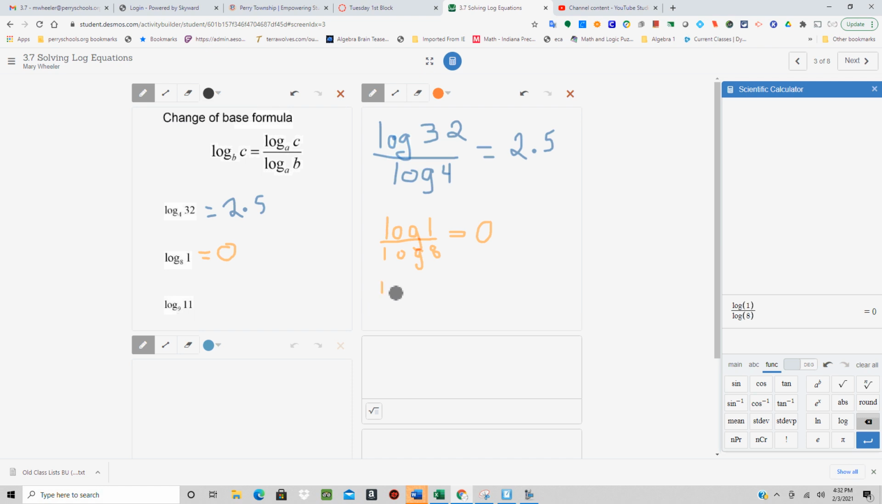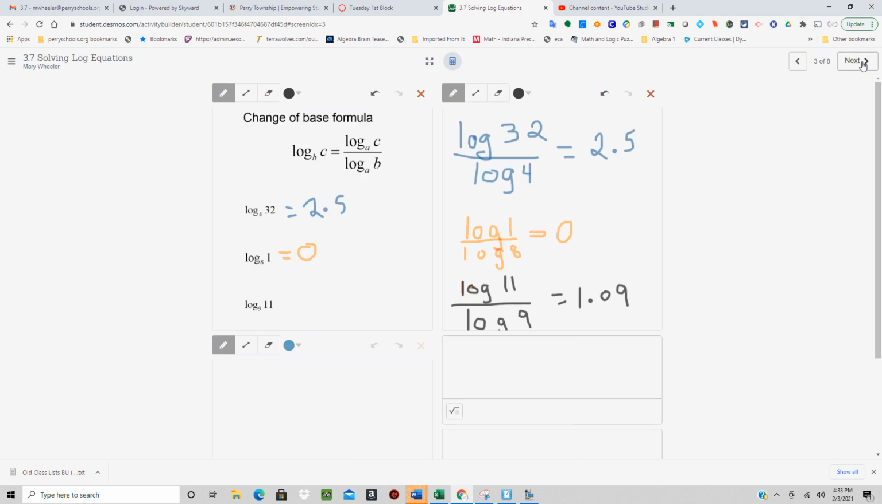So that's going to be log 11 over log 9. So log 11 divided by log 9. And I'm going to round this to 2 decimals, 1.09. Okay, and you're going to need to know that change of base for when we actually start solving them.